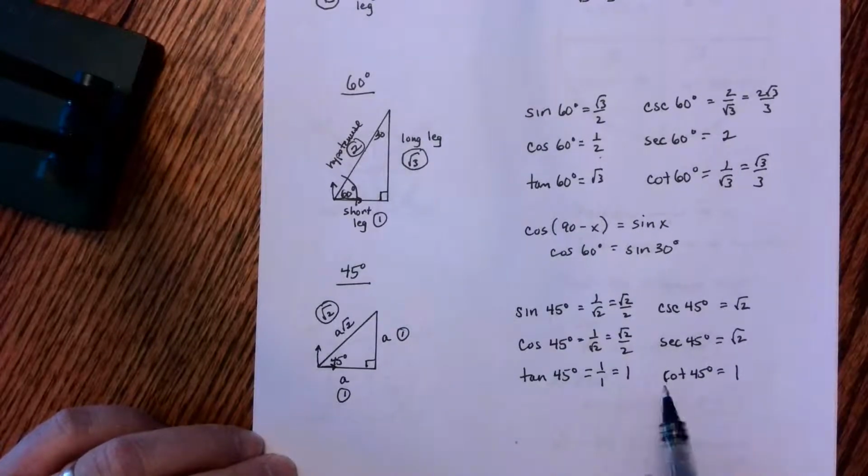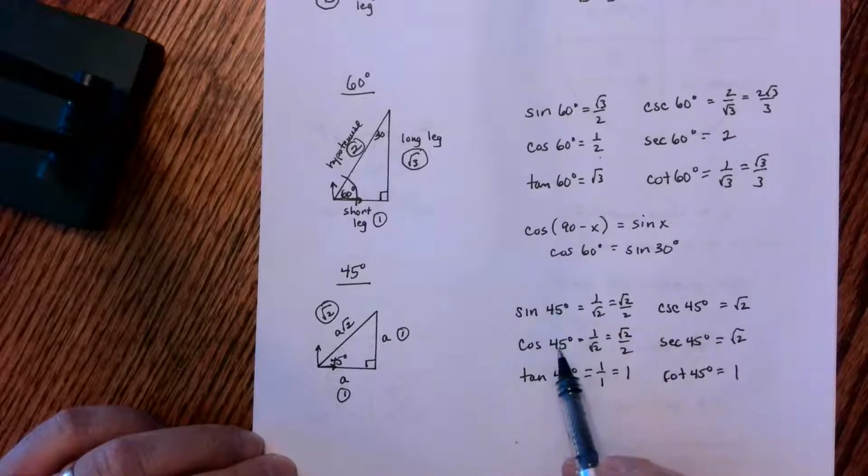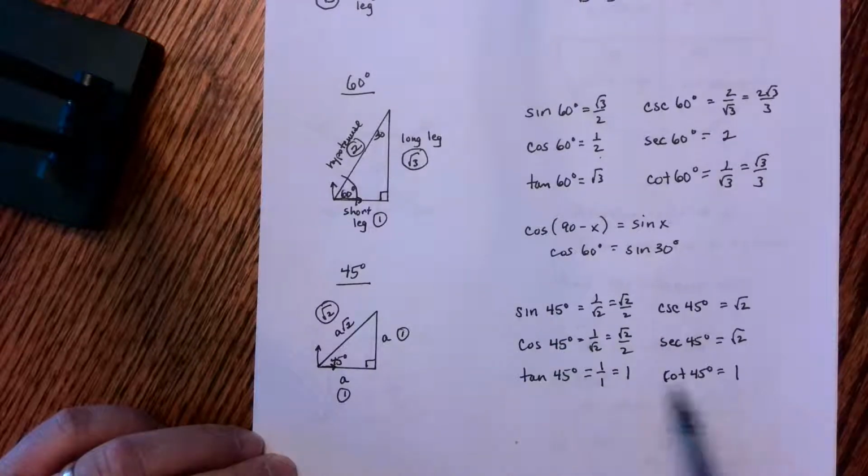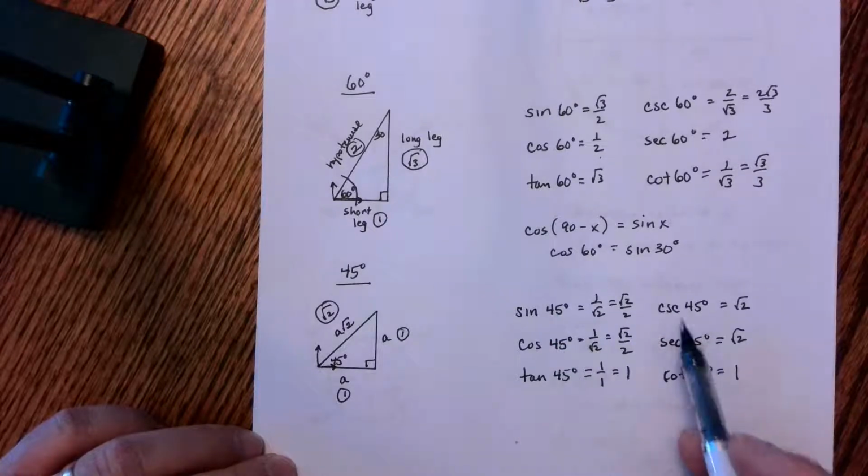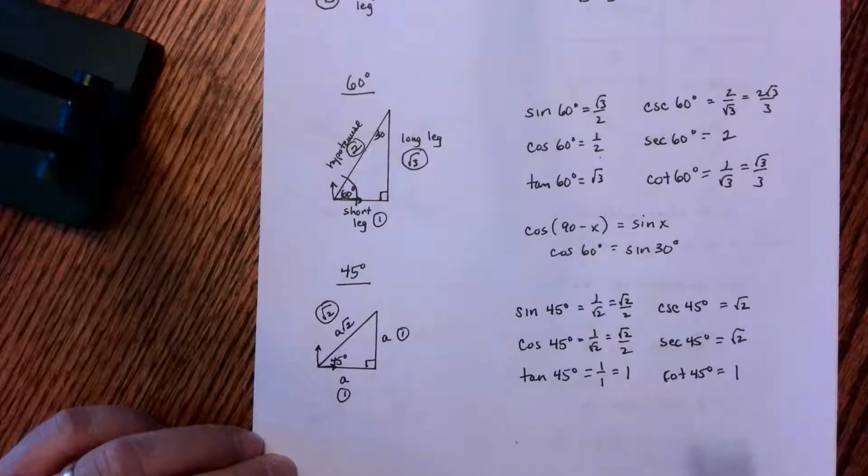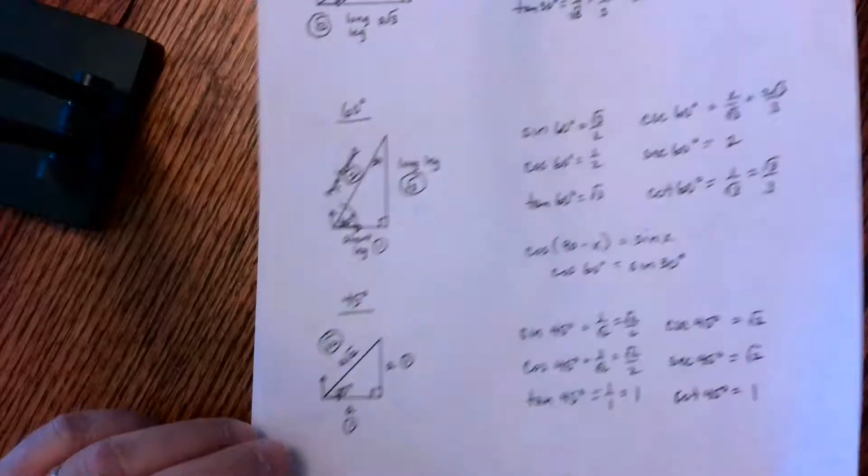Now everybody loves 45 degrees because the sine and the cosine are equal to each other. The tangent and cotangent are both equal to each other, and the cosecant and secant are both equal to each other. Okay, again, these are just special right trig function values that you need to know.